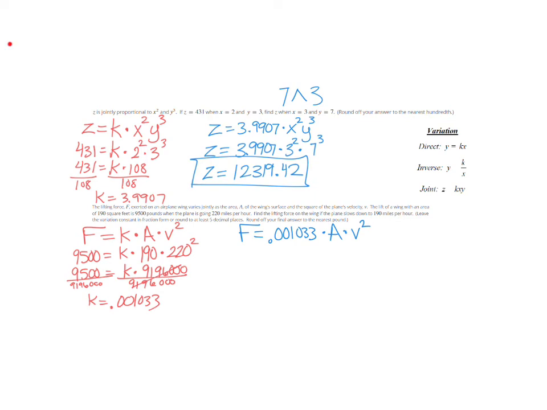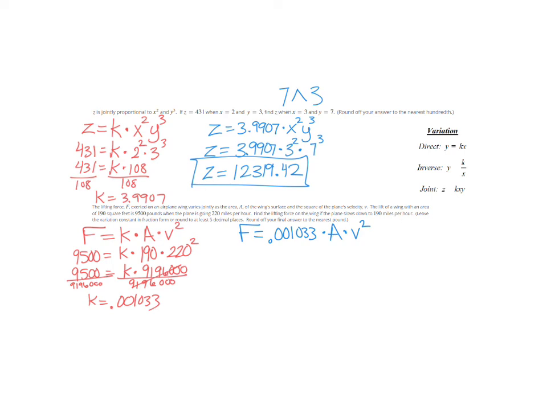All right, to find the lifting force, that's F, find the lifting force on the wing if the plane slows down to 190 miles an hour. And it says leave the variation constant in fraction form or round to at least 5 decimal places. That's what I was saying. Don't round off. Round off your final answer to the nearest pound.